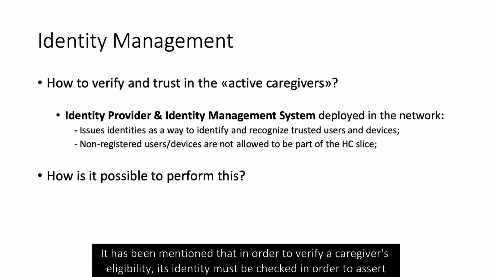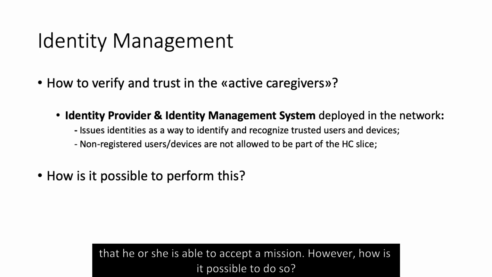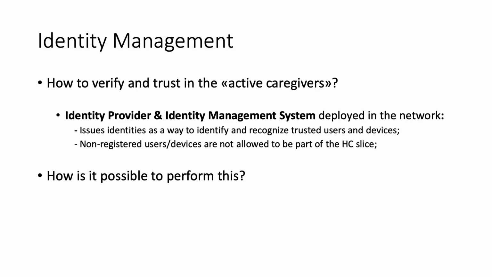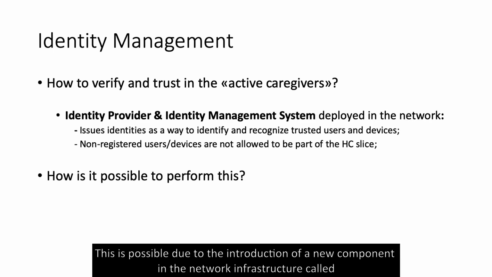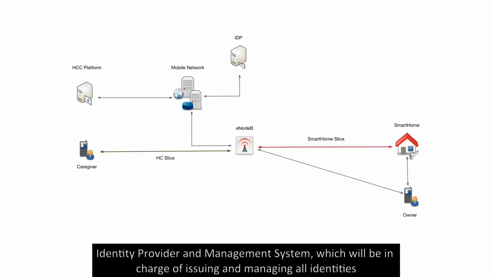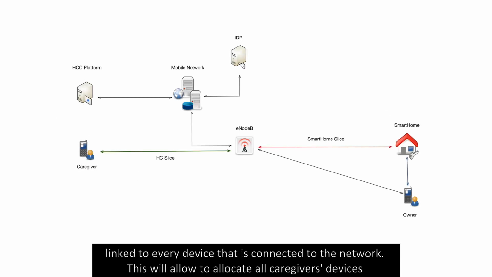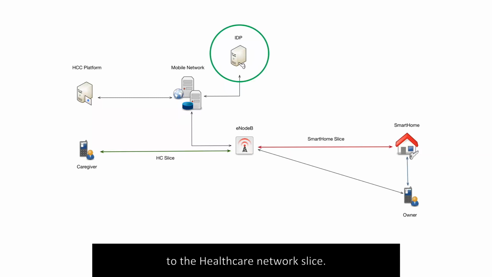It has been mentioned that in order to verify a caregiver's eligibility, their identity must be checked in order to assert that he or she is able to accept the mission. However, how is it possible to do so? This is possible through the introduction of a new component in the network infrastructure called Identity Provider and Management System, which will be in charge of issuing and managing all identities linked to every device that is connected to the network. This will allow us to allocate all caregivers' devices to the healthcare network slice.